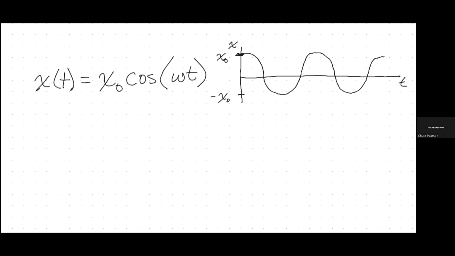Well, v of t is equal to dx/dt. It's not neat to do with the t buried in the cosine function. Many of you know that the derivative of the cosine function is the negative sine function. But the omega, how do we handle that?